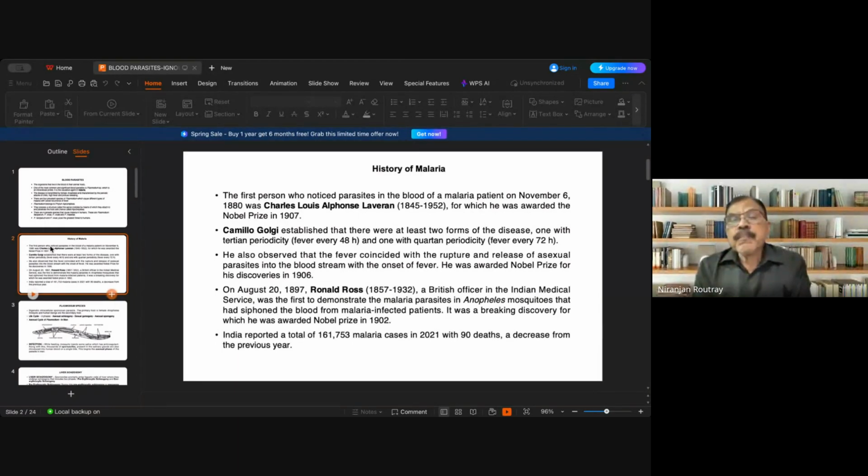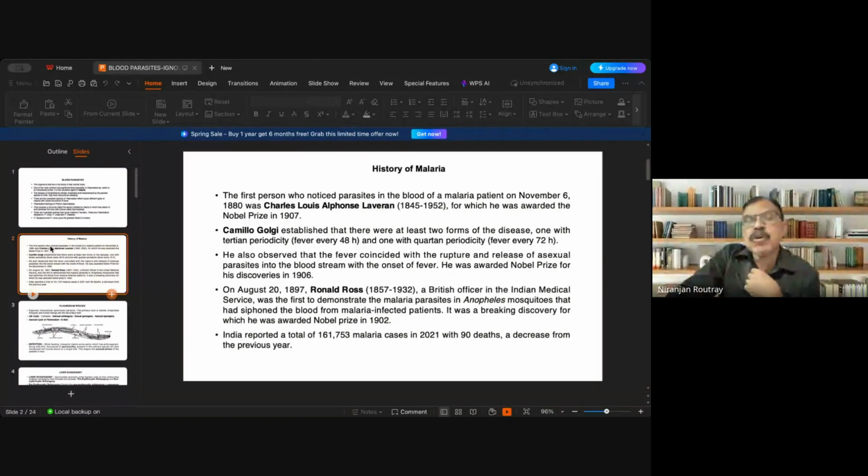Then subsequently, Camillo Golgi also established that there are two forms of the disease, and these two forms are related to the periodic reappearance of the fever. One is called tertian periodicity, with fever every 48 hours, and one with quartan periodicity, with fever every 72 hours. That means after every third day or fourth day the fever appears. And tertian, every third day, after 2 days, the fever appears.